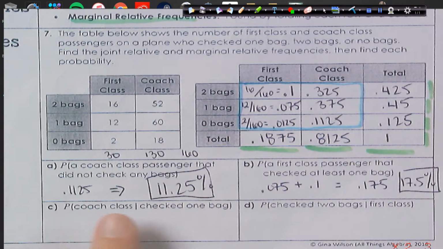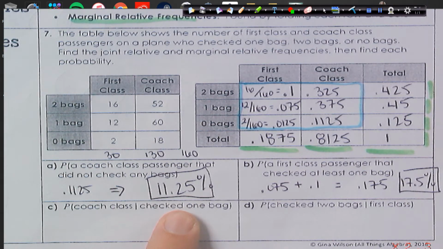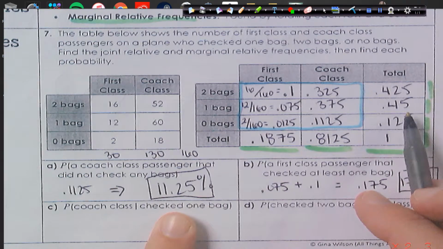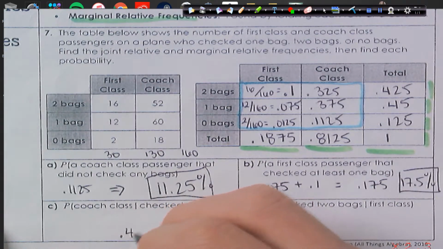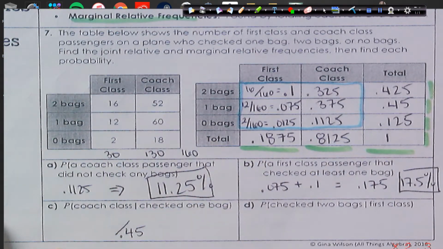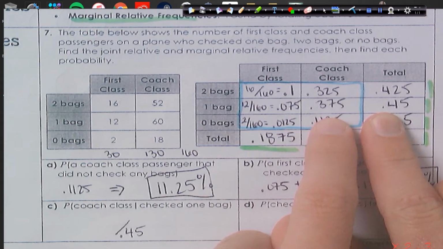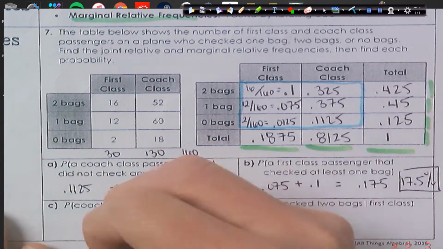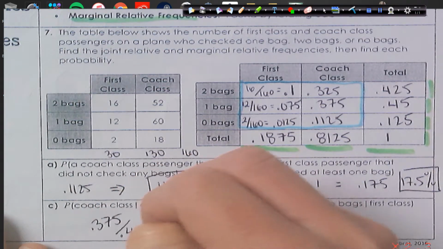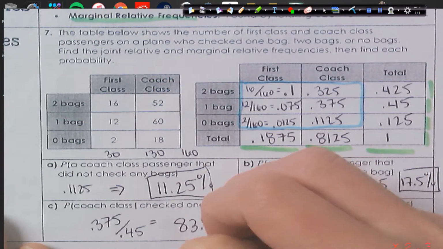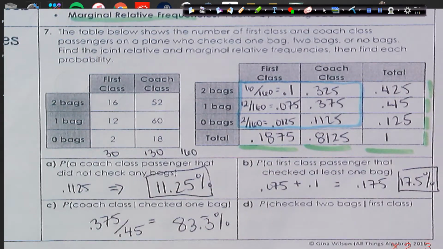Coach class, given they checked 1 bag. So how many people checked 1 bag? We got 0.45 checked a bag. And given that they were in coach, so out of this, the coach was 0.375. And if you divide that in your calculator and turn it into a percentage, 83.3%. So it's very likely that if you checked 1 bag, you're probably in coach.